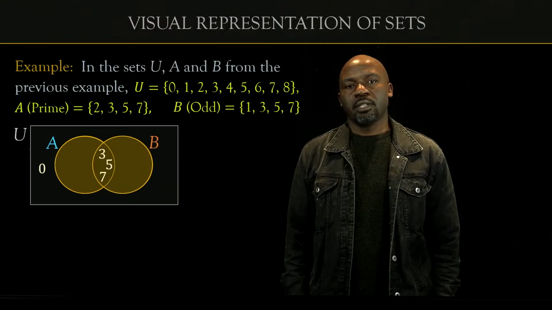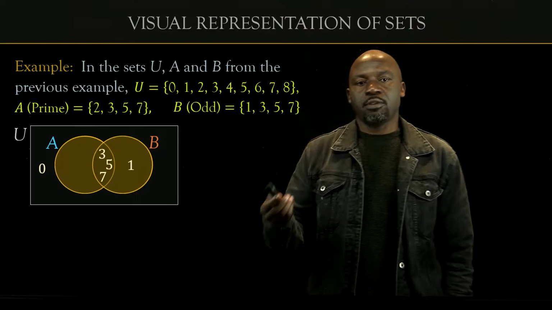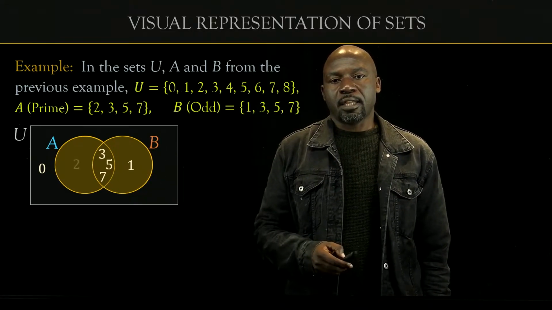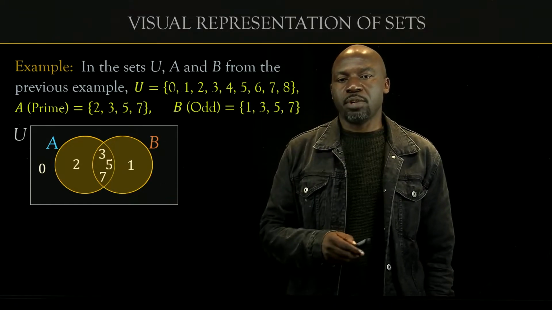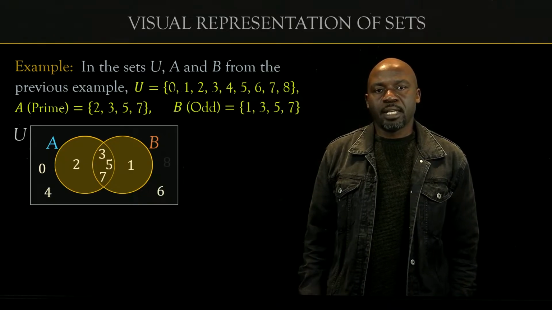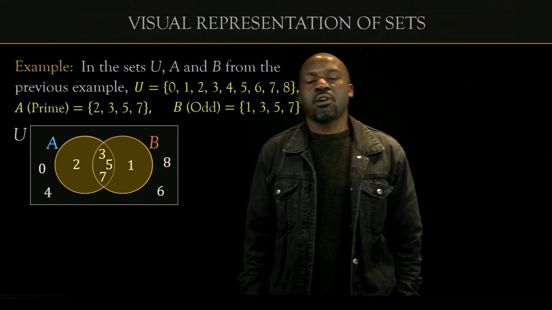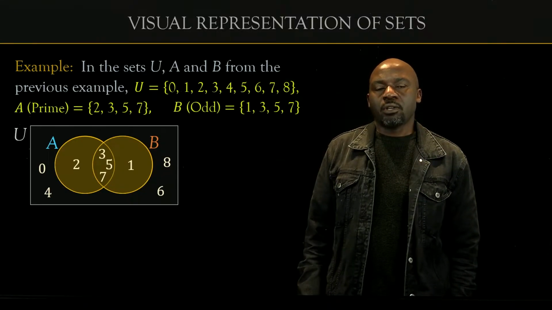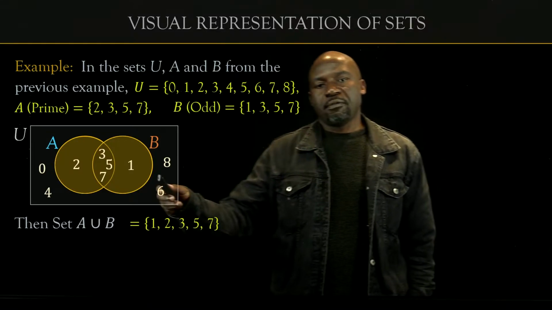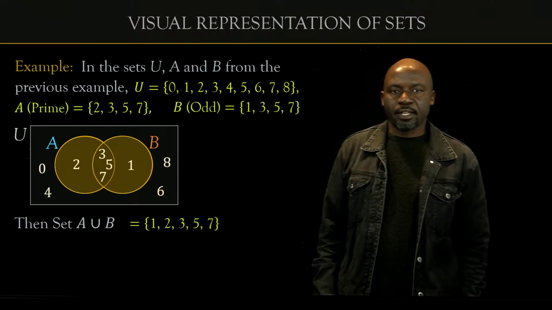We had a 0. 0 is outside of A and B. All right. 1 is in set B, but not in set A, so it will be in this region here. 2 is in set A, but not in set B, so it falls in that region. And otherwise, the rest of the elements are outside both set A and set B. They are neither odd numbers nor prime numbers. Okay? And so, if somebody was to ask the set of A union B, then that must be everything inside that yellow shaded region. So that's 1, 2, 3, 5, and 7.